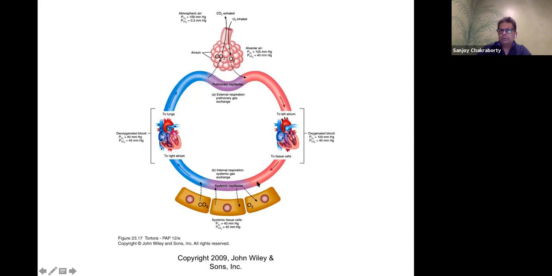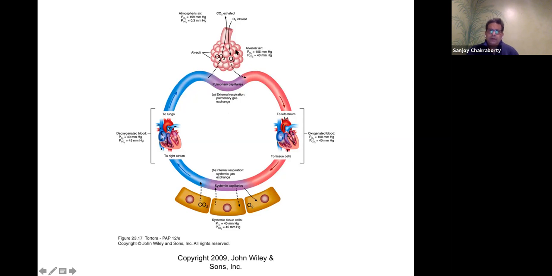So the heart and blood vessels are engaged. Same thing with carbon dioxide. When carbon dioxide is returning, the carbon dioxide pressure in the blood is 45. But when you calculate in the lung, it is 40. So 45 is higher than 40, so carbon dioxide will go from the blood capillary to the lung. That is the basis of gas exchange.